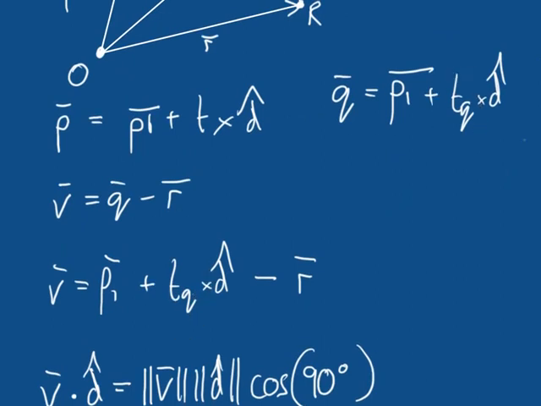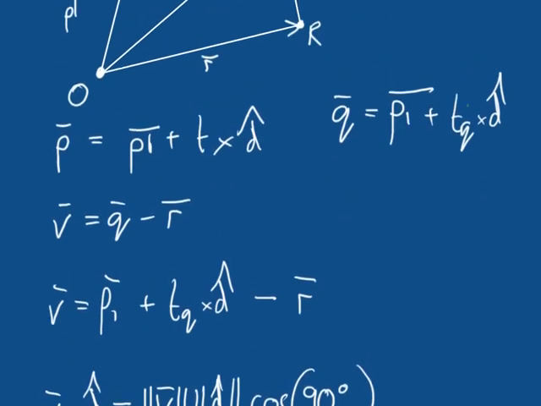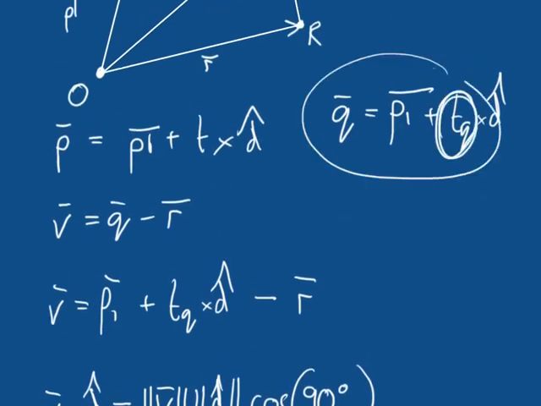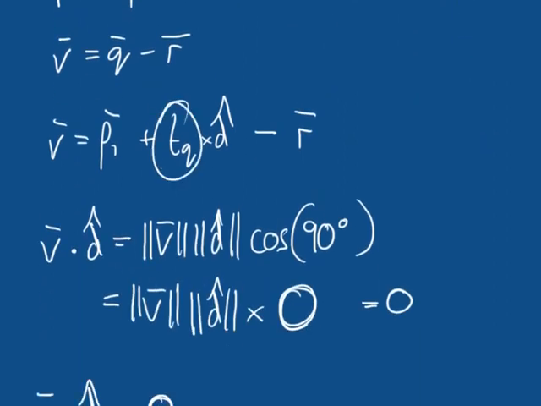So again, we know three pieces of information for this problem. We know R, we know P1, and we know D. So we know the definition of our line using the vector equation, and we know some point that sits off that line. Given those three pieces of information, if we find TQ, we can find Q, which represents the foot of the perpendicular. If we find TQ, we can find V, which the length of V represents that distance.